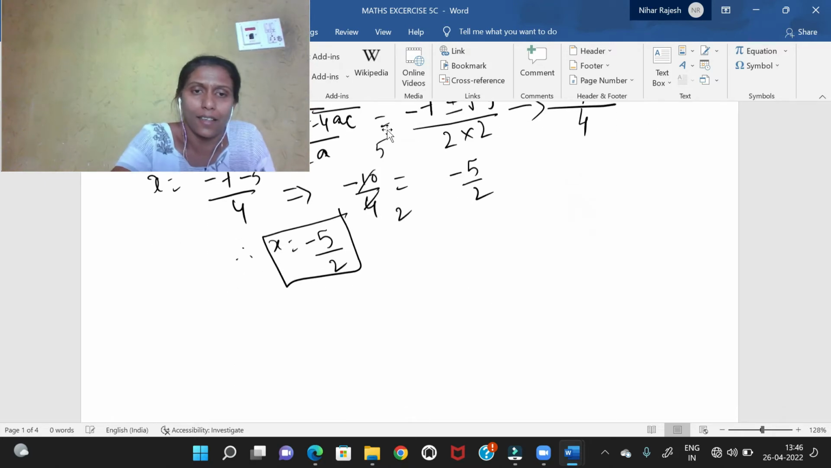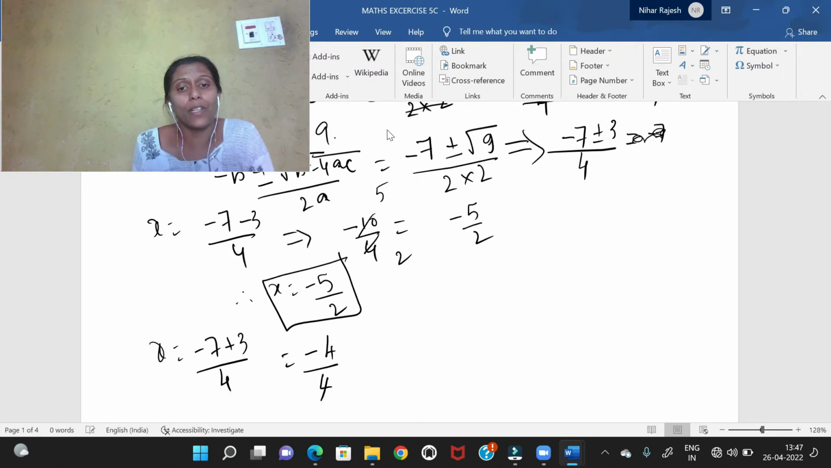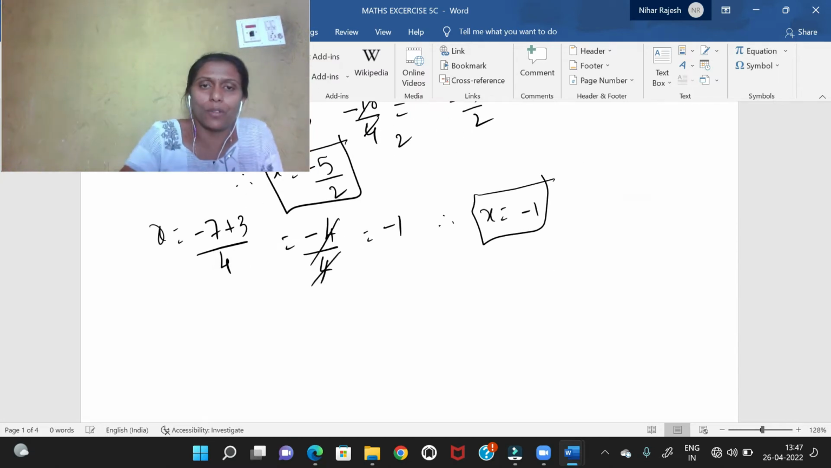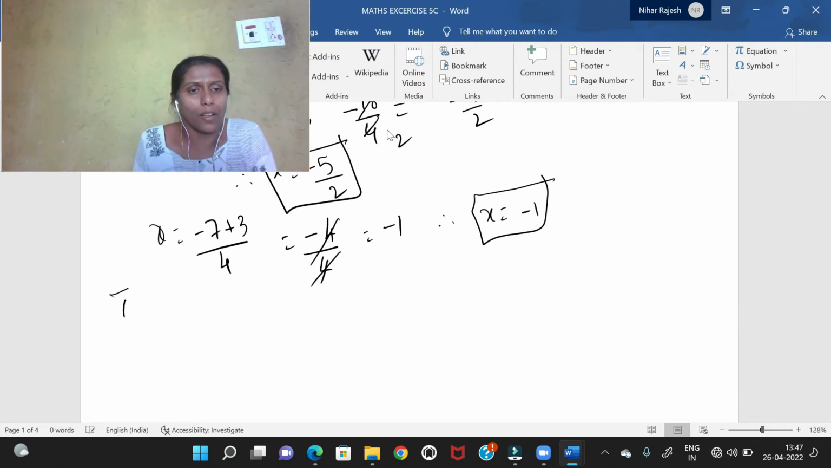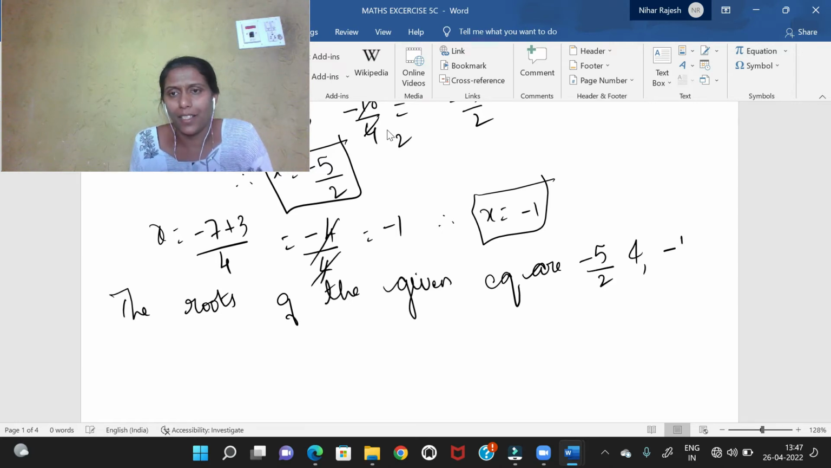And next, x is equal to minus 7. I'll now take plus 3 by 4, which is equal to minus 4 by 4, which is equal to minus 1. Therefore, x is equal to minus 1. Therefore, the roots of the given equation are minus 5 by 2 and minus 1.